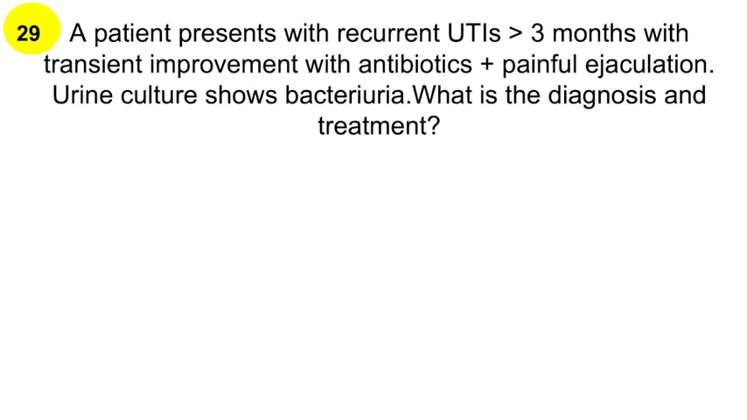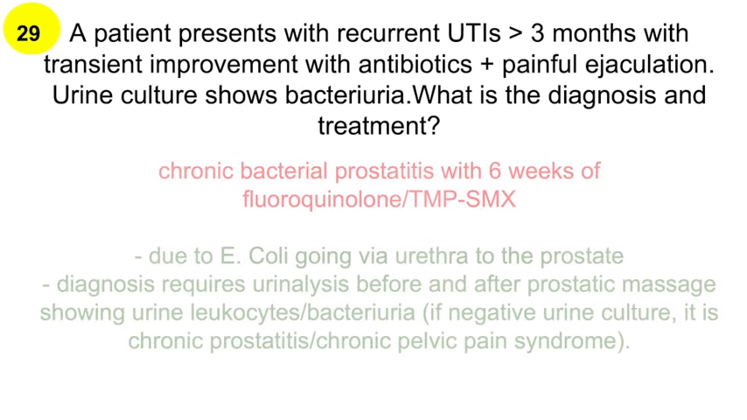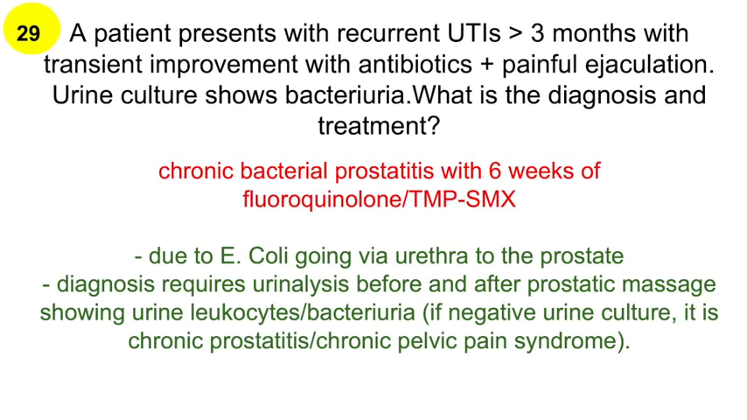So the diagnosis would be chronic bacterial prostatitis, and you treat with 6 weeks of a fluoroquinolone or TMP-SMX. So, chronic bacterial prostatitis is usually due to E. coli going via the urethra to the prostate, and diagnosis requires a urinalysis before and after a prostatic massage. This urinalysis would reveal urine leukocytosis or bacteriuria. If there's a negative urine culture, it is chronic prostatitis or chronic pelvic pain syndrome.